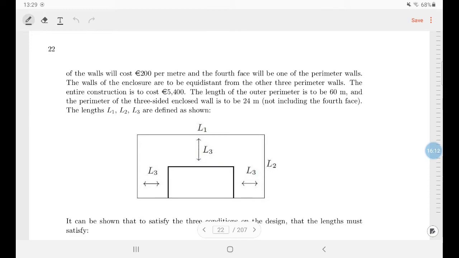So there's different costs going around. Everything's supposed to cost 5,400. The length of the outer perimeter is supposed to be 60. The perimeter of the three-sided enclosed wall. So I think the enclosed wall is more expensive. So this bit is €200 per meter. And this wall is €100 per meter. Okay. And the total cost is to be €5,400.